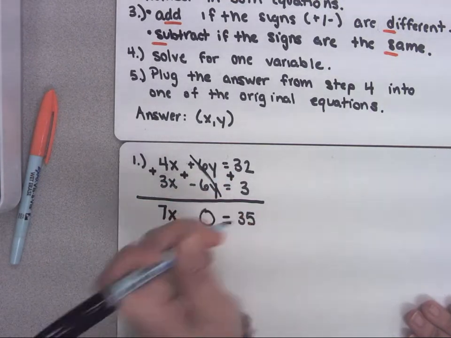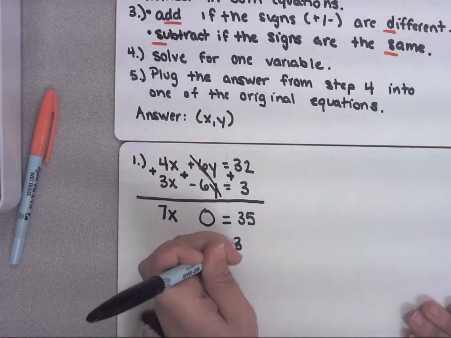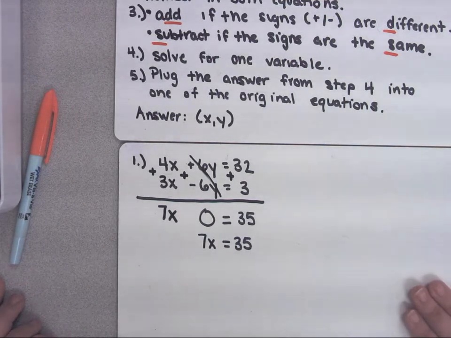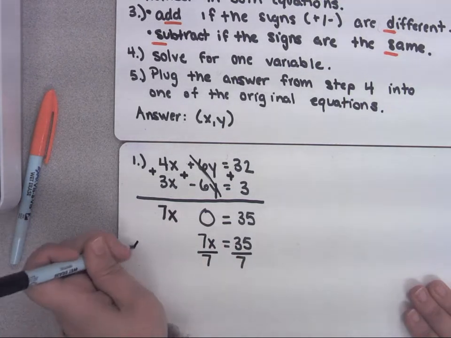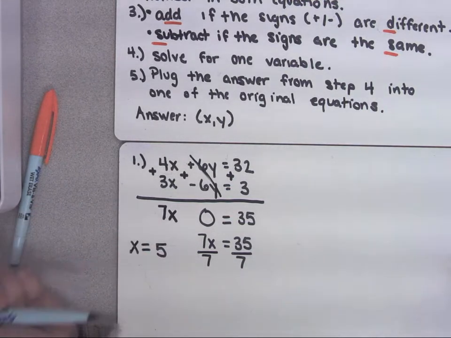35. So all I have left is this little equation, which is really 7x equals 35. Can we solve that little tiny equation? Yes, Jesse, what am I going to do to get x by itself? Okay, if I divide both sides by 7, what am I going to get for x? X equals what? 5. Look, we just did step 3 and 4.